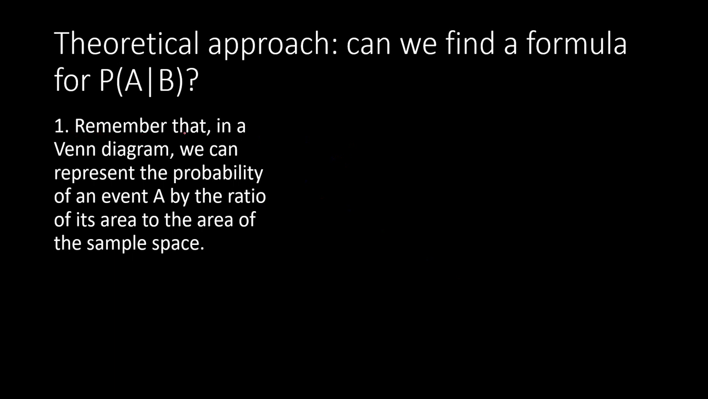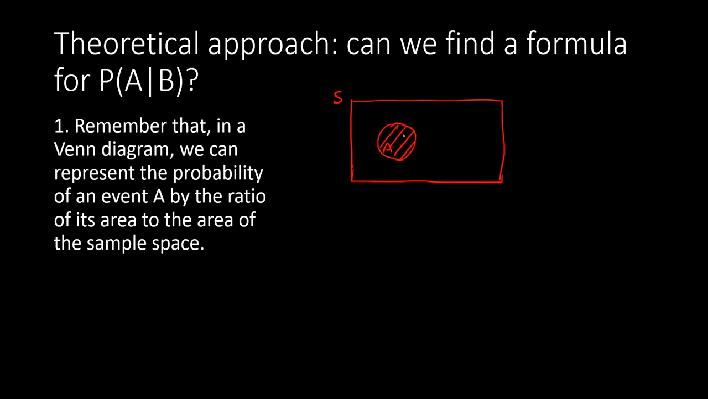I want you to remember that in a Venn diagram, these rectangles in which we draw events and so on, we can represent the probability of an event A by the ratio of its area to the area of the sample space. So all of this is the sample space. And let's suppose I have in here an event A. I'm going to draw it as a circle. And this is event A, all of this.